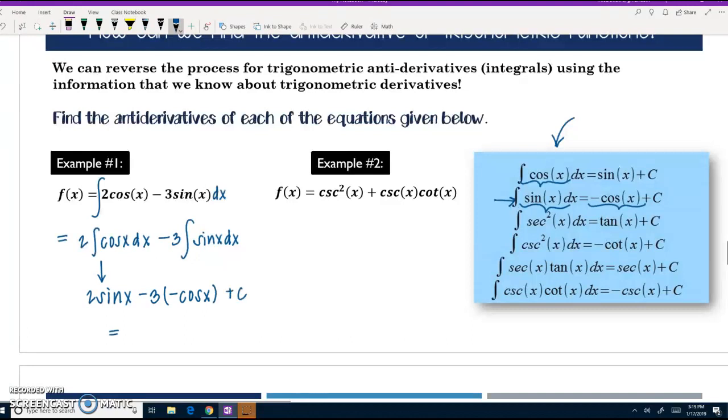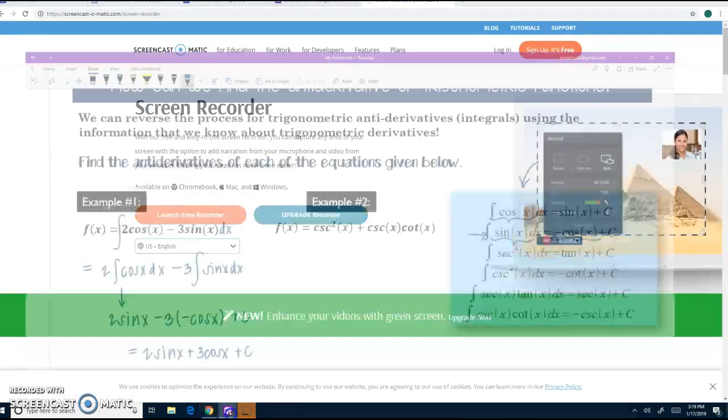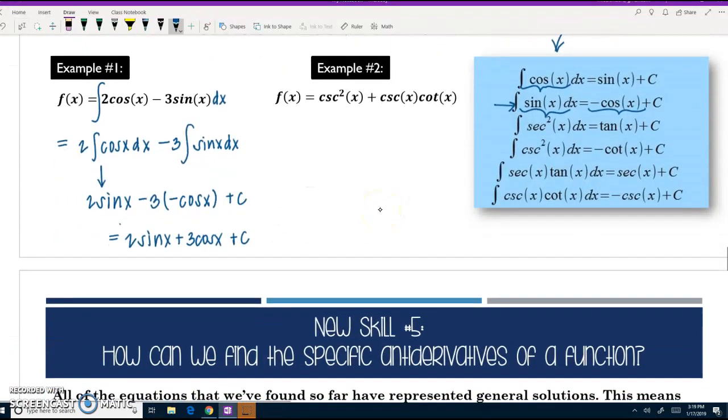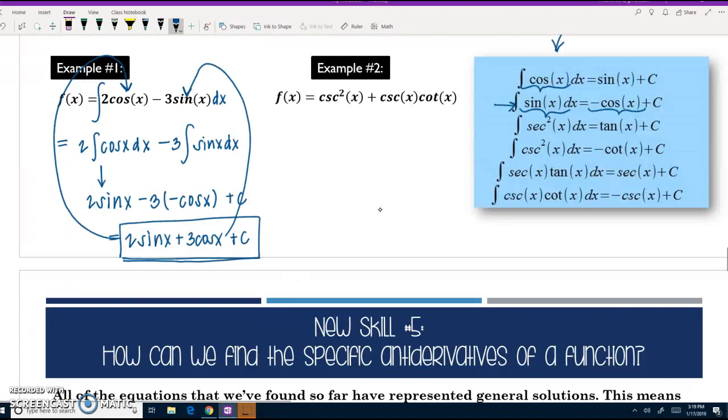So if we simplify those negatives, we're going to end up with 2 sine of x plus 3 cosine of x plus a constant as our original function that we started out with. Again, if you work backwards, the derivative of 2 sine of x is going to get you to 2 cosine of x. The derivative of 3 cosine of x is going to become negative 3 sine of x. So we know that we did that correctly.